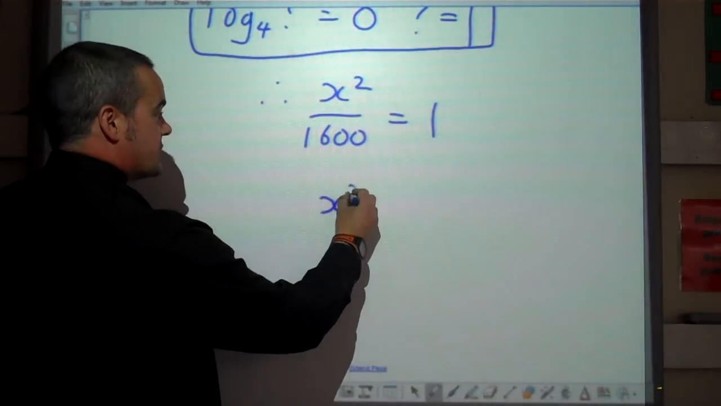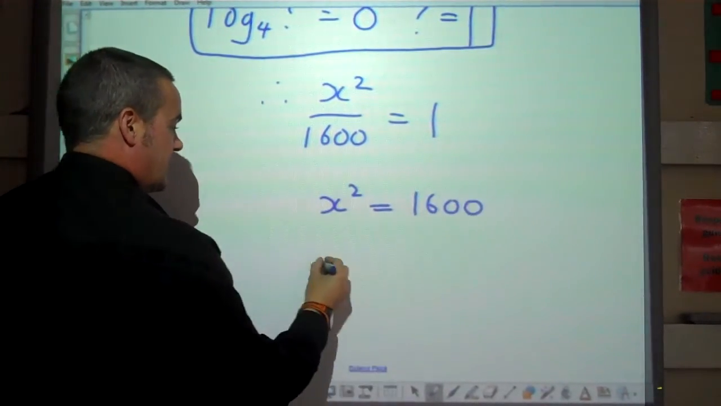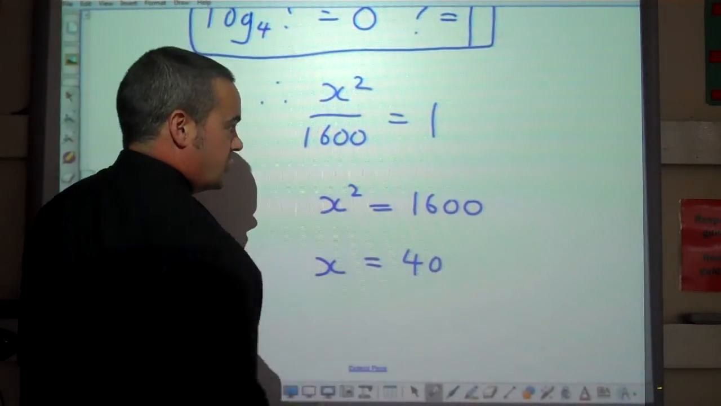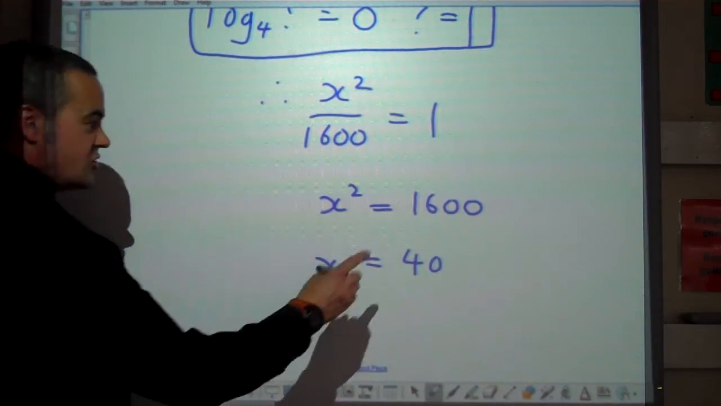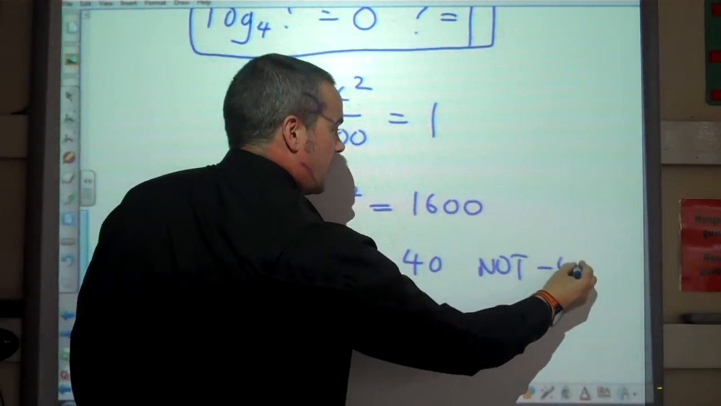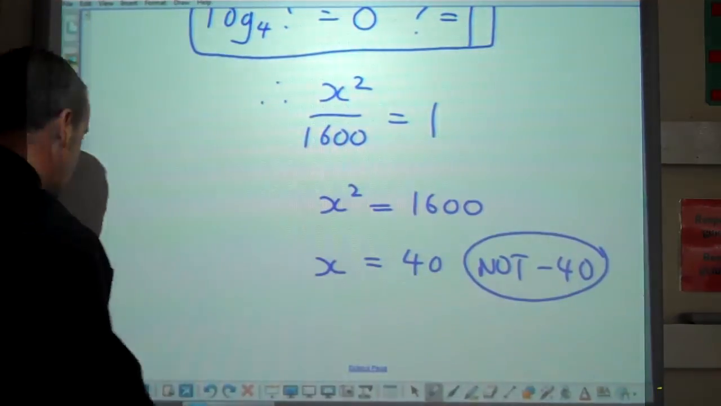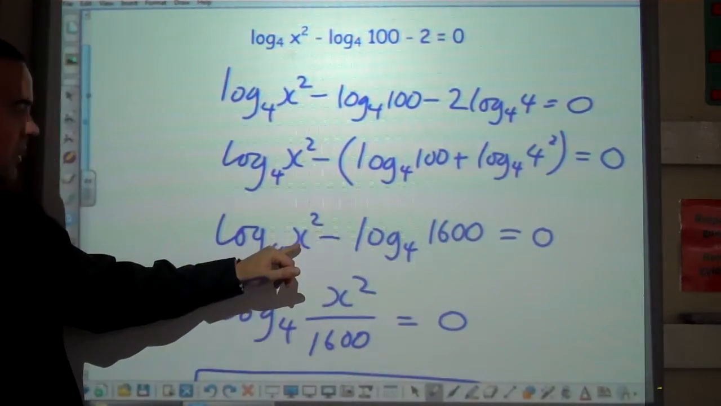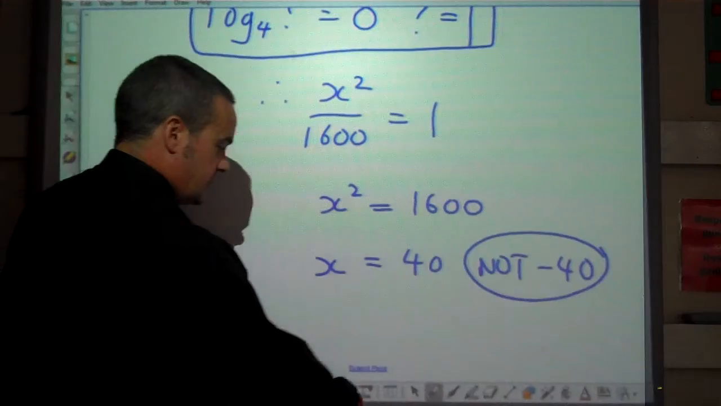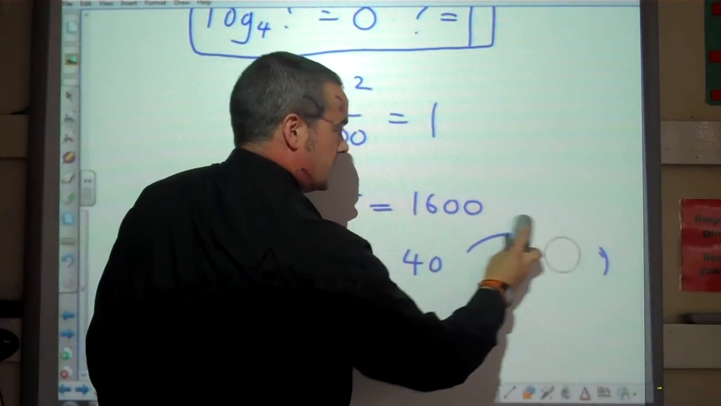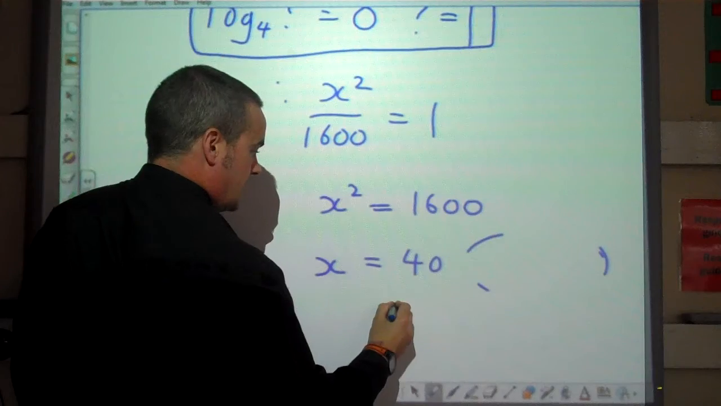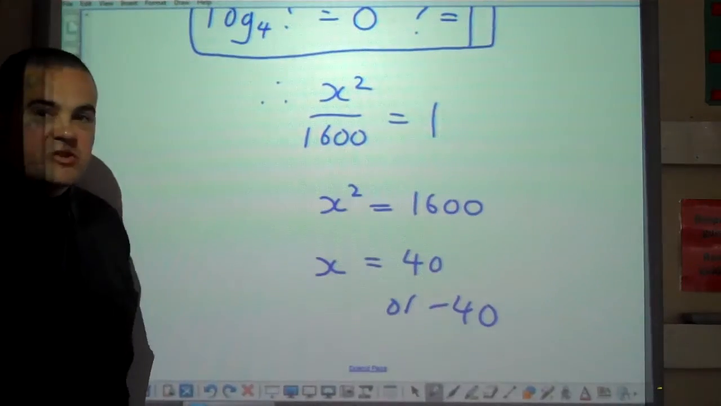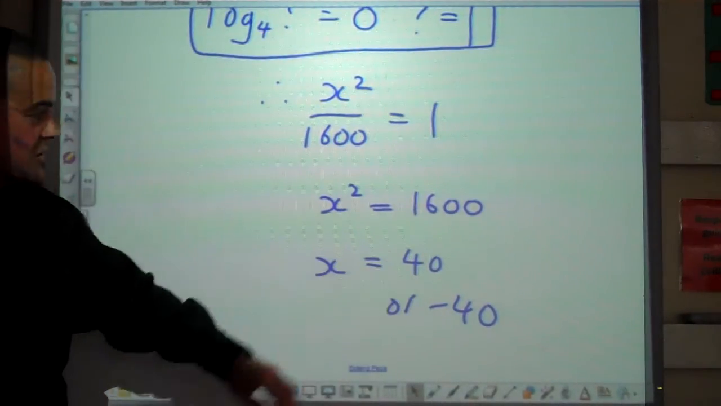And so therefore x squared is 1,600, and so therefore x is equal to 40. Now, it's not minus 40, and the reason is, if we go back up here, I can't have minus... sorry, it could be minus 40. I thought that was just x, not x squared. So I can have x is plus 40 or minus 40.